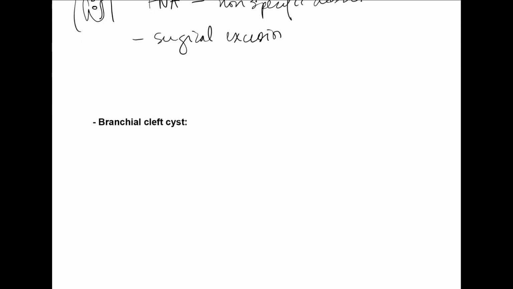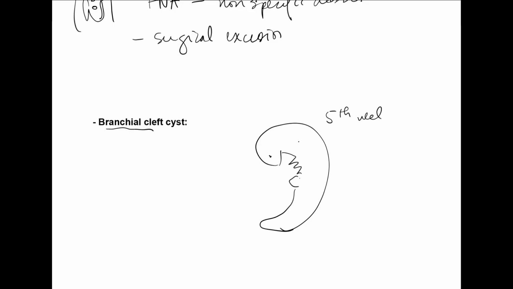Now, branchial cleft cysts, as the name says, are part of the pharyngeal system. So if one takes a look at an embryo around week 5, we can see that there are the pharyngeal arches, 1 through 4. And if these don't completely involute, we can have a residual structure that can accumulate fluid.